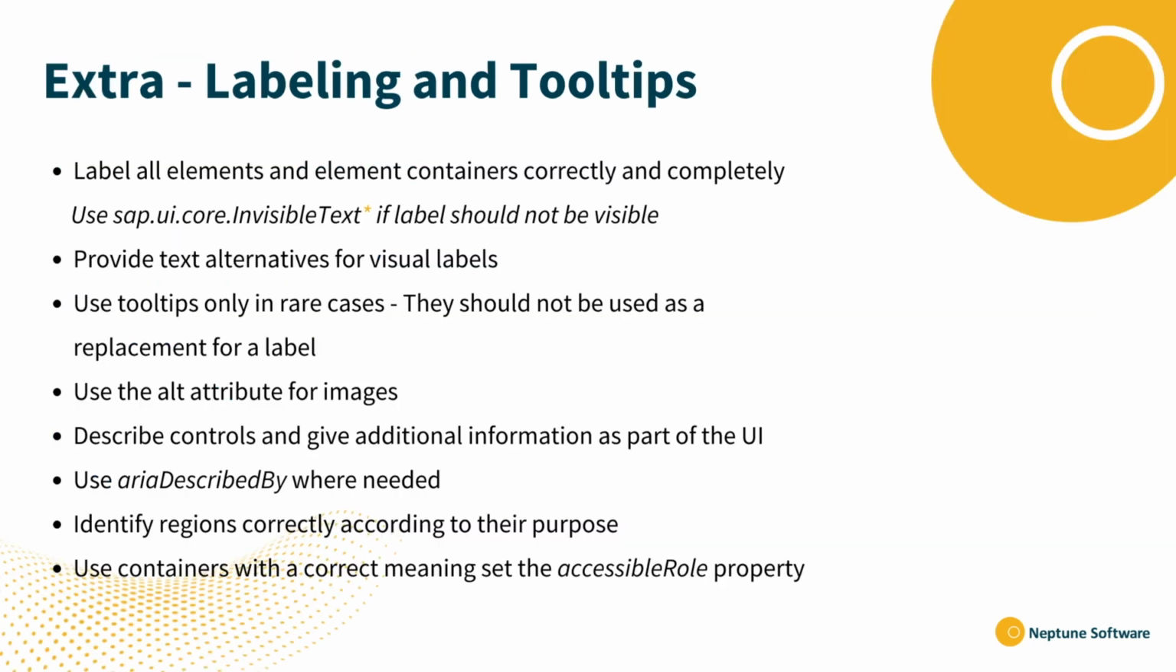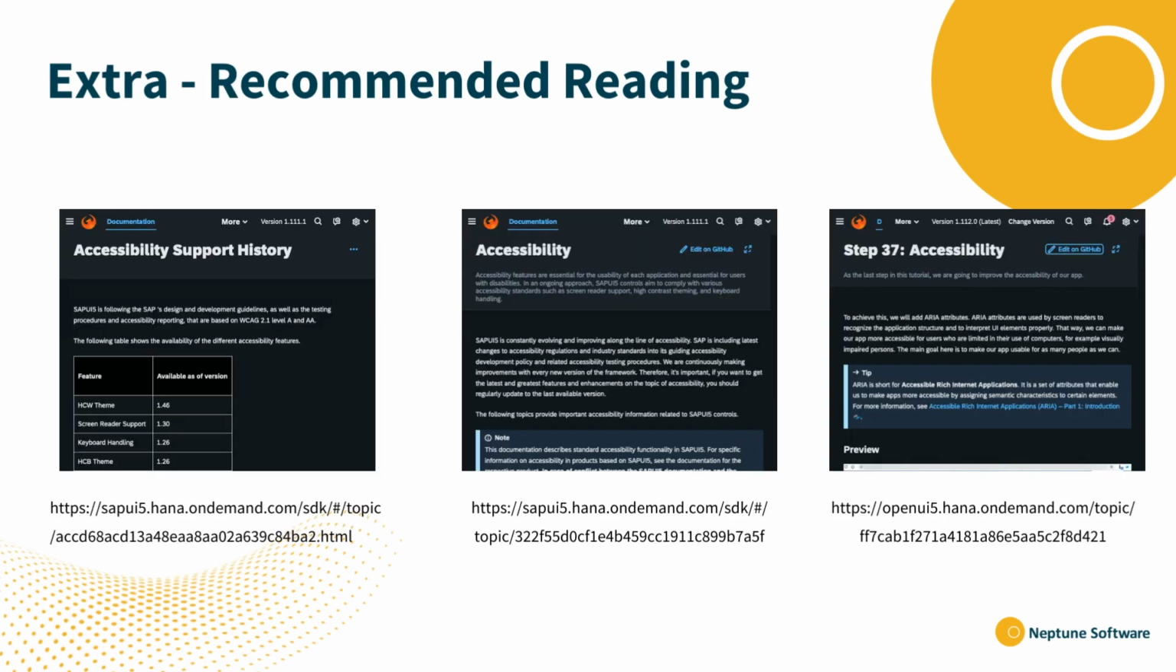Some other additional labeling and tooltip advice can be seen here. Some of these are quite straightforward, like ensuring all elements are labeled correctly and completely, but also consider naming the containers that surround these elements. Consider using described by where needed to provide even more detailed context for components, and also utilize the accessible role property to name containers. Finally, lots more information is available across this accessibility topic.